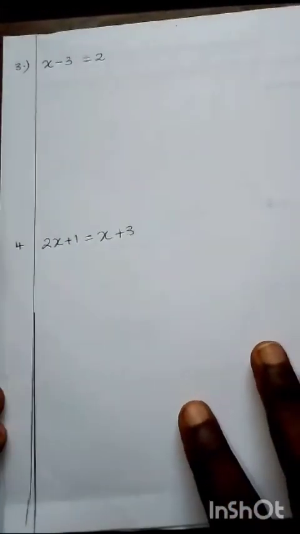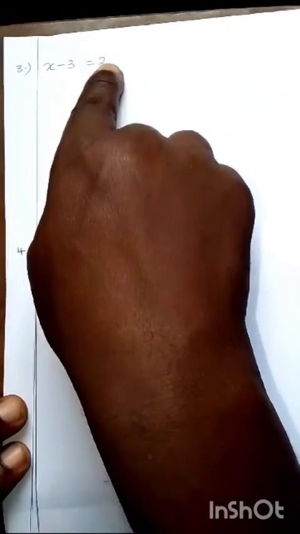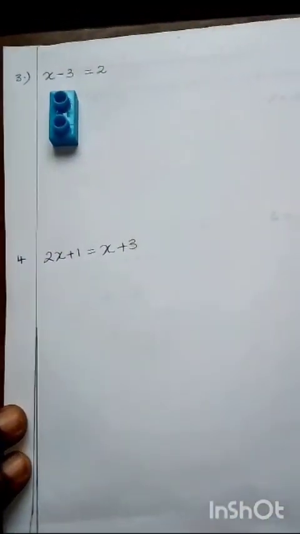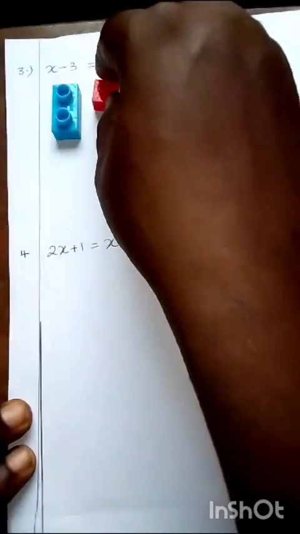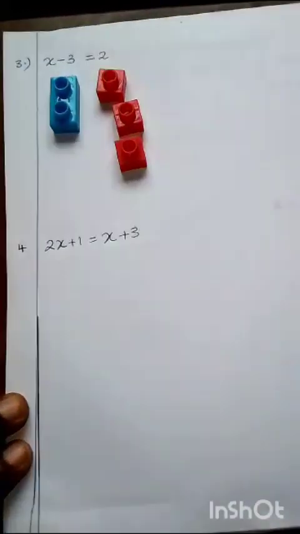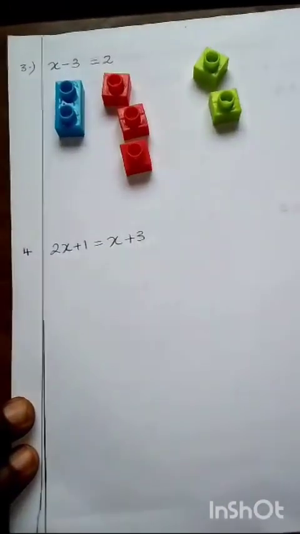Okay, let's look at another example. Here we have x minus 3 equal to 2. x minus 3, this is our x. Minus 3 here means negative 3. We have here 1, 2, 3, which is equal to 2 green, 1, 2.